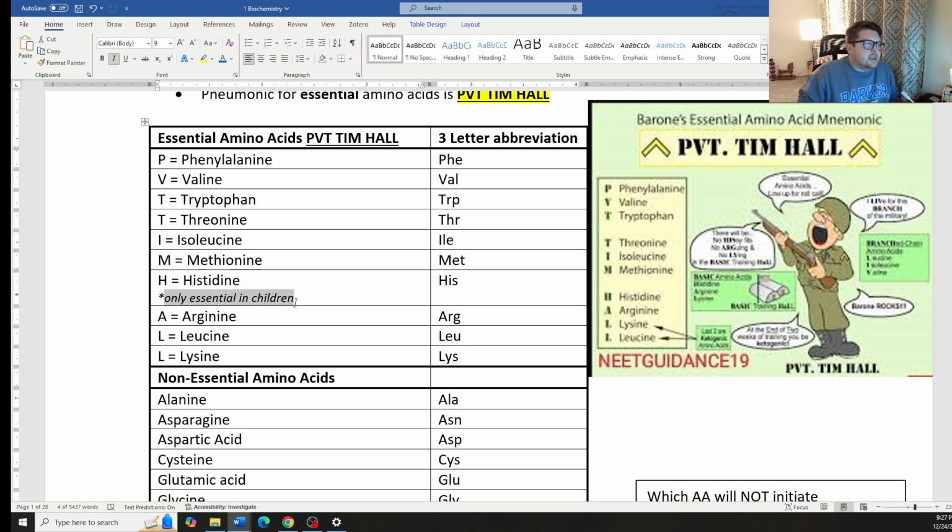Histidine is only essential in children. Histidine sounds very similar to histamine. Histamine is one of our chemicals that our body produces for allergic reactions. In very young children, their immune system is still developing, so they are not actually able to produce their own histamine yet. They're unable to produce the histidine to turn it into histamine. So it is then an essential amino acid. This is often a board question that they like to ask, that histidine is the essential amino acid in children.